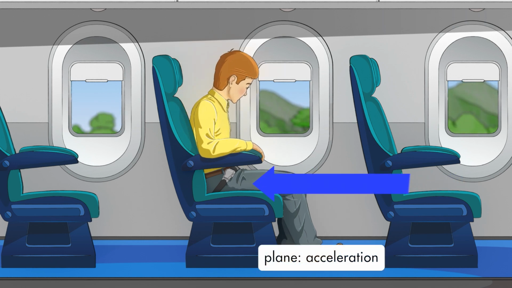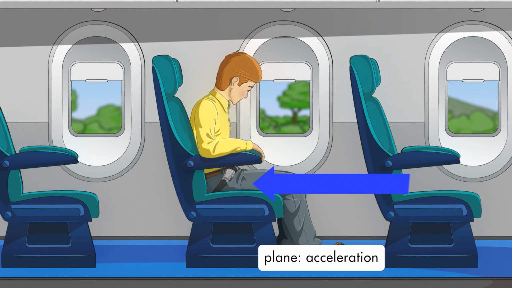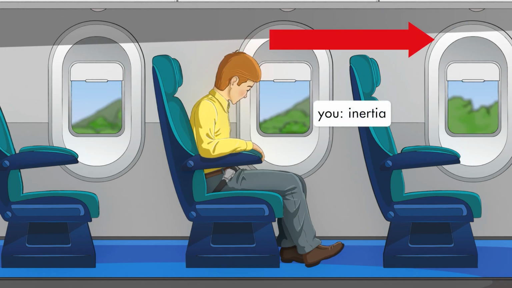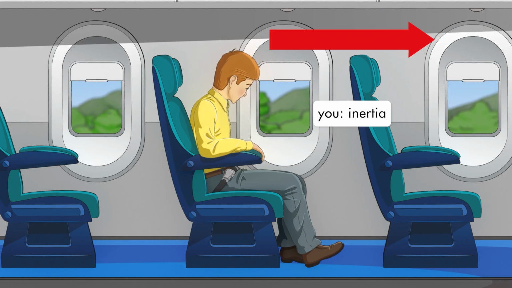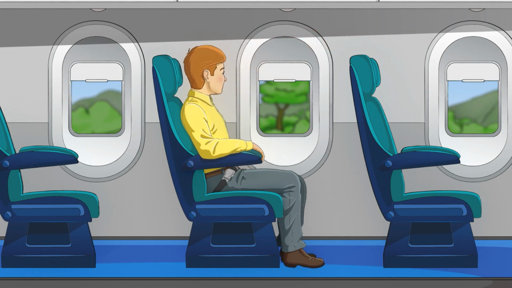When the plane slows down, its acceleration is in the opposite direction as the direction you were moving. As the motion of the plane changes, your body, once again, resists the change in motion. Your body is actually moving forward faster than the airplane, so inertia makes you feel like you are being pulled forward out of your seat. When the plane comes to a stop at your gate, you no longer feel the effects of inertia. You and the plane are once again at rest.